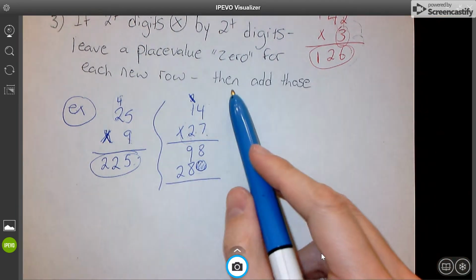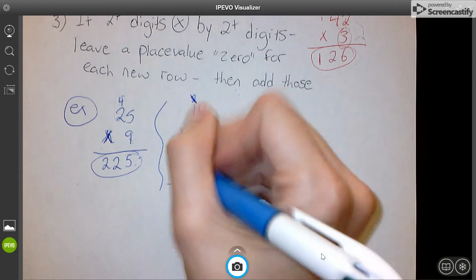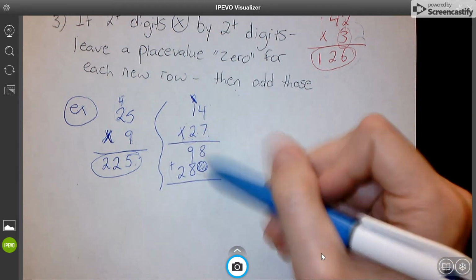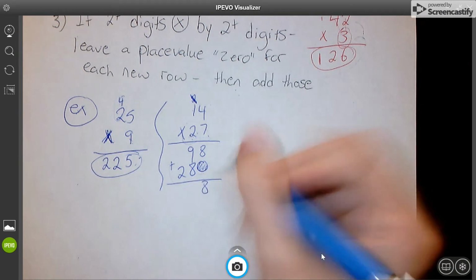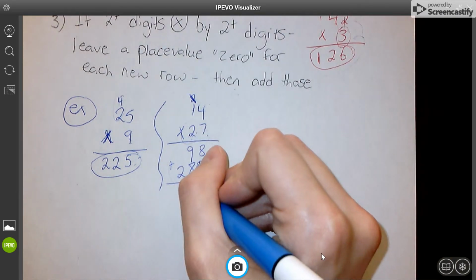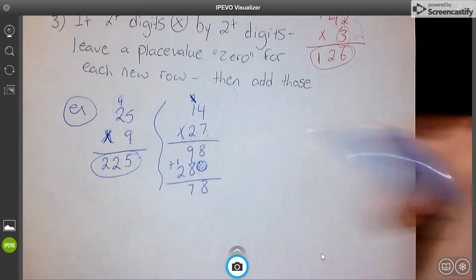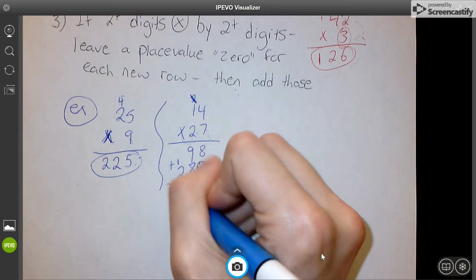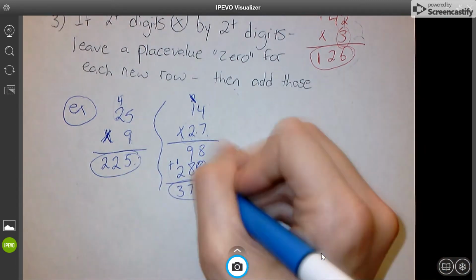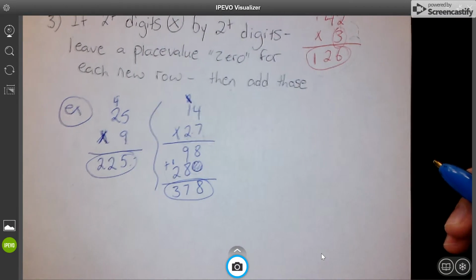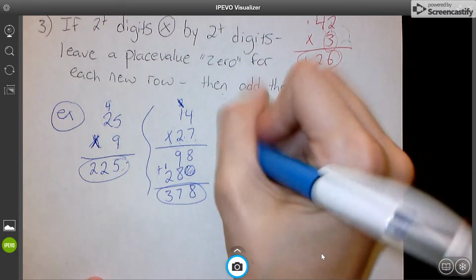Now here's what I mean by adding. I then have to add these numbers together. Okay, so I just follow my rules for adding. 8 plus 0 is 8. 9 plus 8 is 17. So 7 can stay. The 1 must carry. 2 plus a carried 1 is 3. 378 is the answer. Let's do one more.